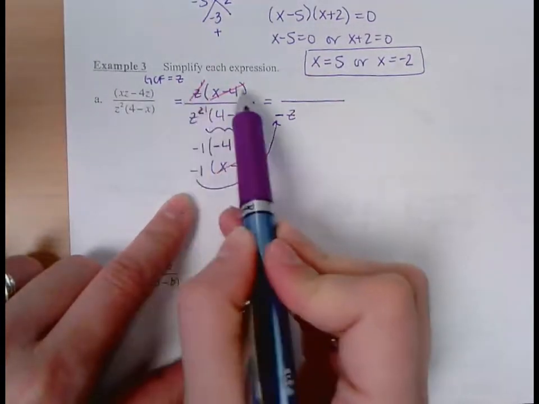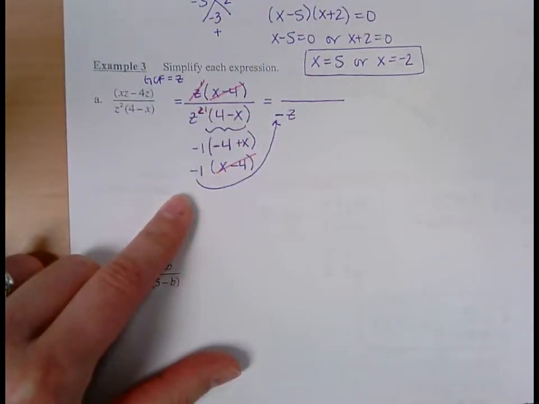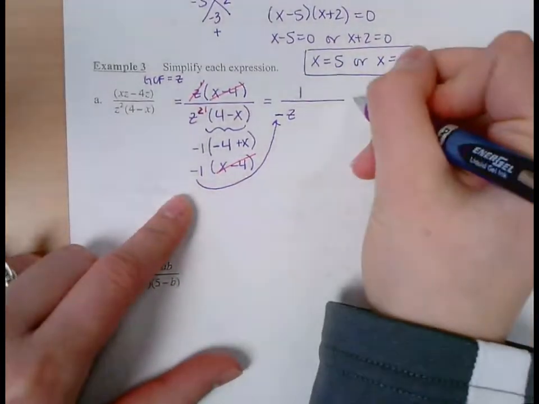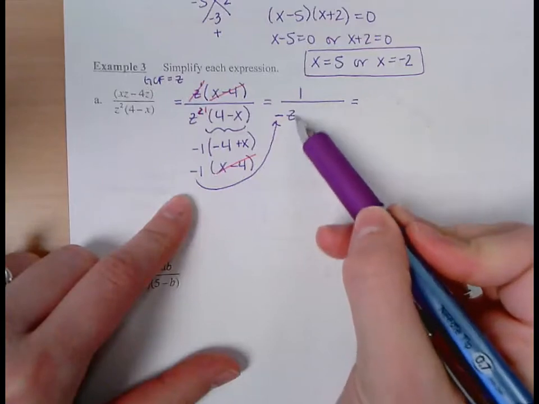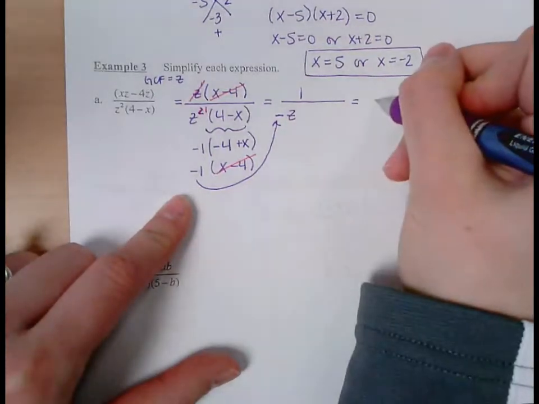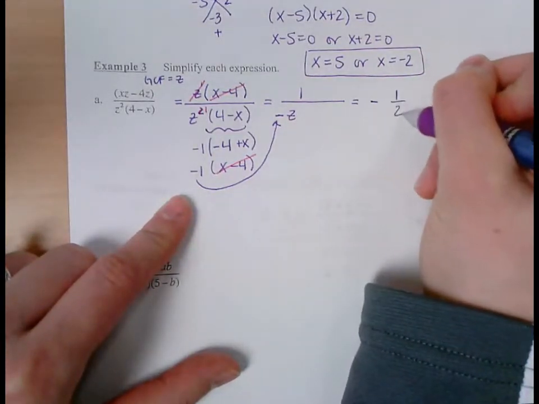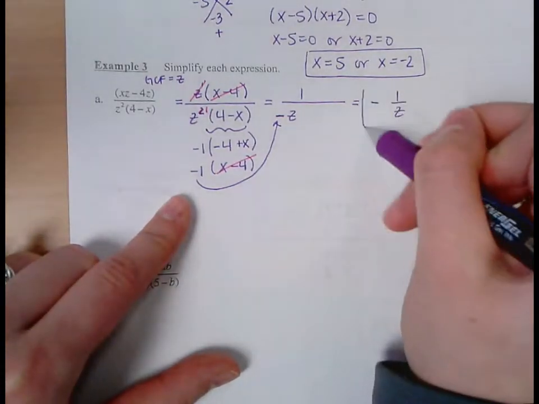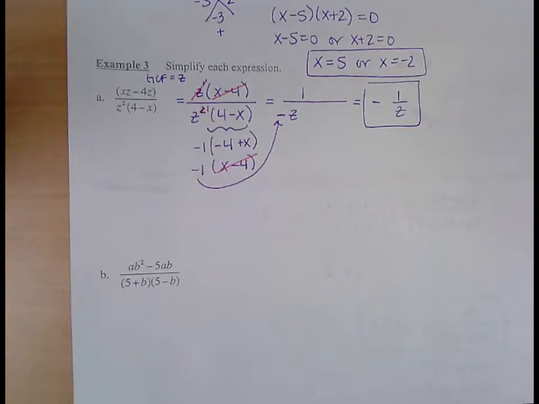And then since everything is gone on the top, what do I have on top? A 1. Okay, so I wrote this kind of weird. I'm going to rewrite it. So really, it's 1 over negative z, or I could write that as negative 1 over z like this, or I could put the negative on top with the 1. That doesn't matter, but this is the simplest form. And it doesn't say find where it's undefined, so we don't have to put the condition for this.